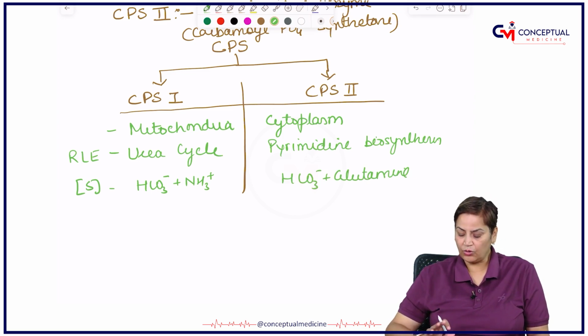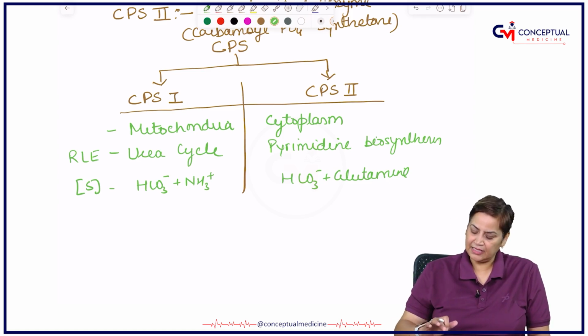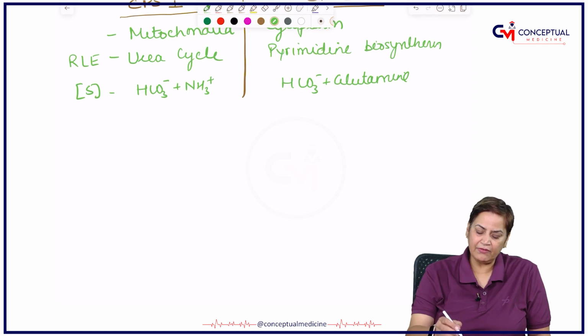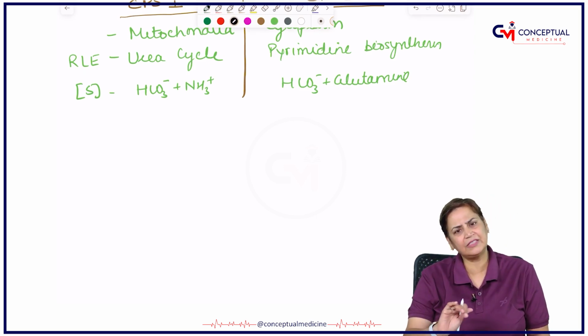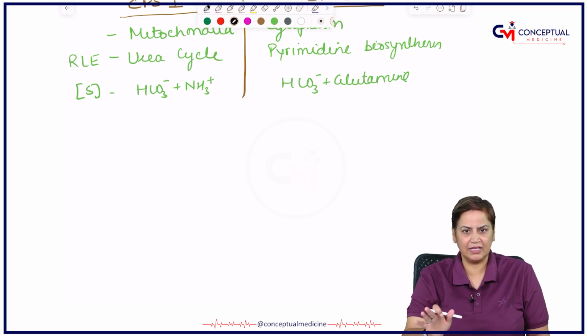Right. So this is how the synthesis of pyrimidines takes place. Very, very important. In the cytoplasm, there is only one reaction which takes place in the mitochondria. And this is anabolic. So then we come over to the salvage pathway. The salvage pathway is also operative. Same, everything is the same as we have studied in purines. De novo is there, salvage is there, everything is like that.